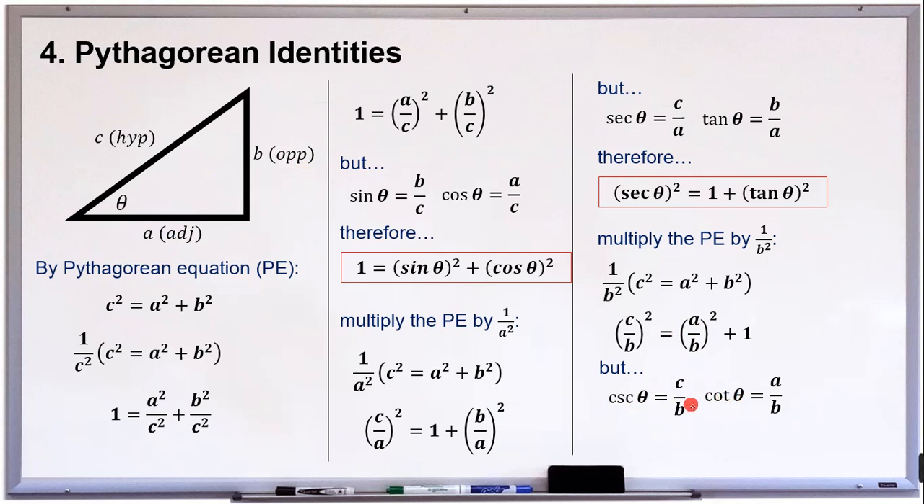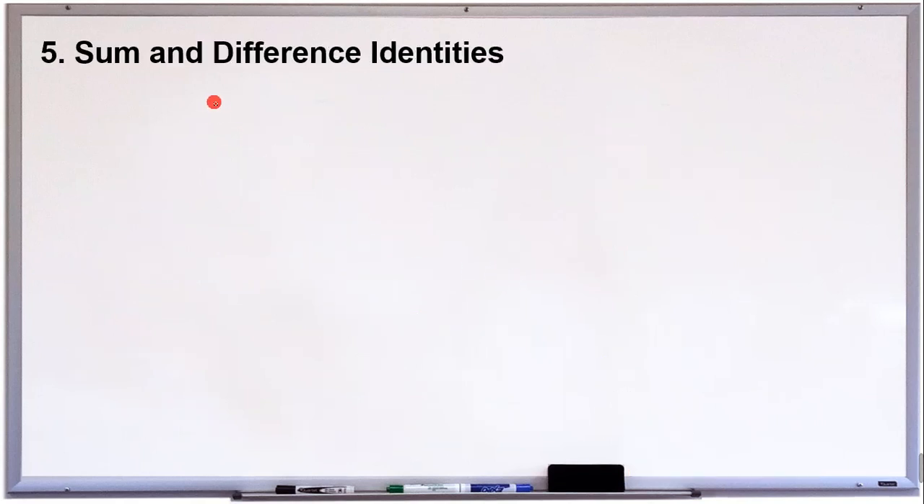Now, if we substitute this into our equation right here, we will arrive at the third Pythagorean identity, in terms of the cosecant of theta and the cotangent of theta, as shown right here. So these three are the Pythagorean identities in trigonometry. Try to comprehend this one, because these are very useful when simplifying trigonometric expressions. Now, let's proceed to the sum and difference identities for two angles.